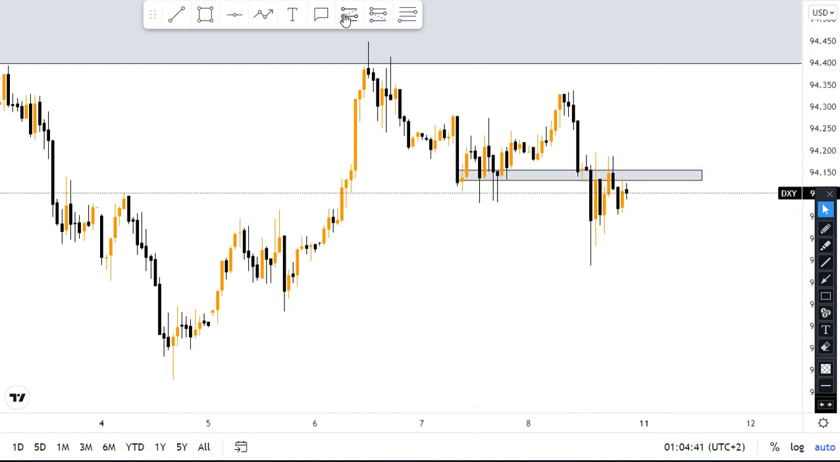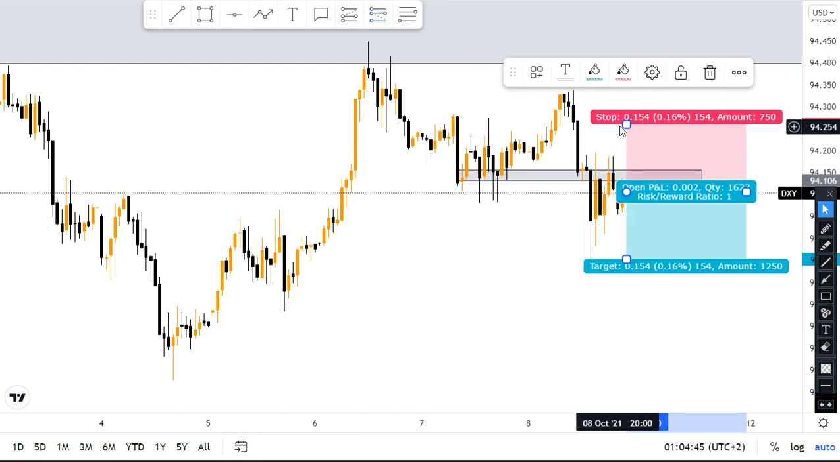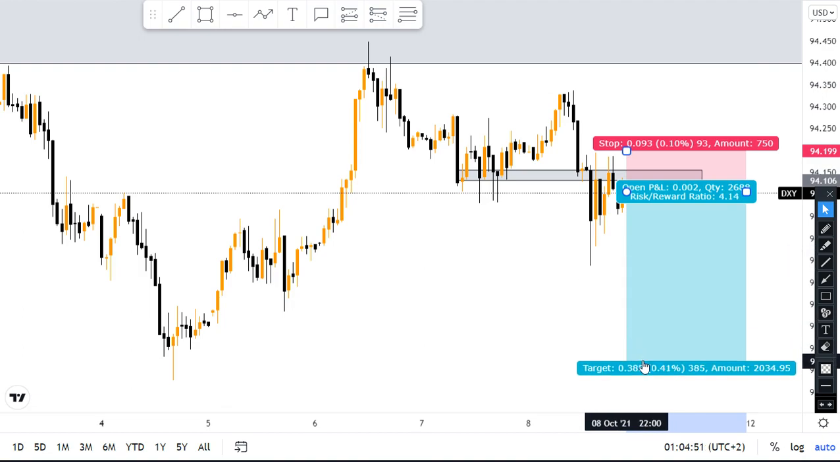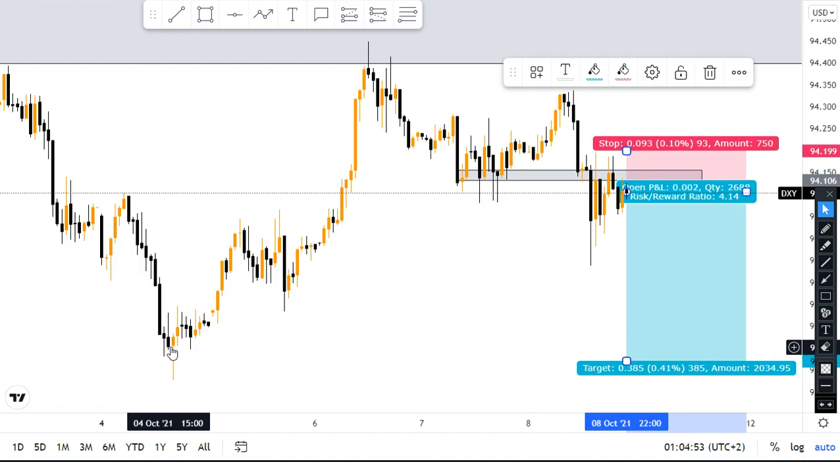So from here guys, what I would do is I would enter for a short position. Obviously I would decide on my stop loss later, but this would be my short position. Most probably this would be my target. This would be my target.